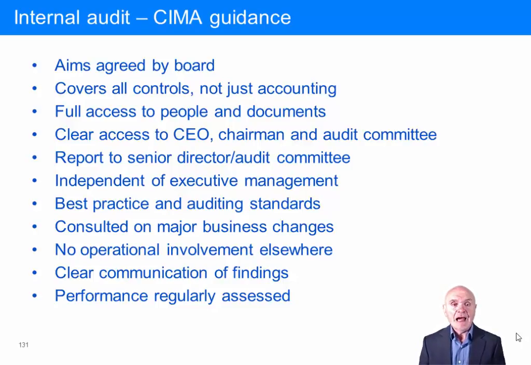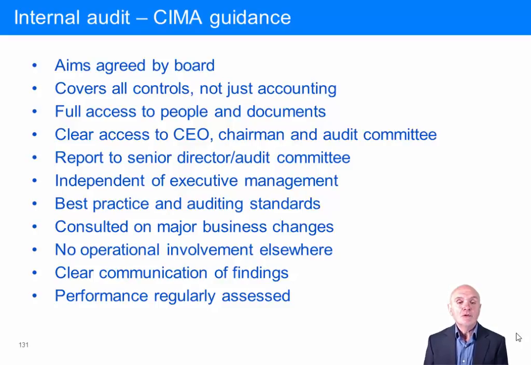They should have full access to people and documents. This should be given to them by the company. External auditors are given this access by law, but internal auditors have to go perhaps slightly cap in hand to the company and say, we need to see the board minutes. And if the company says, no, you can't see the board minutes, then the internal auditors don't really have the power of statute behind them. They should have clear access to the Chief Executive Officer, the Chairman and the Audit Committee.